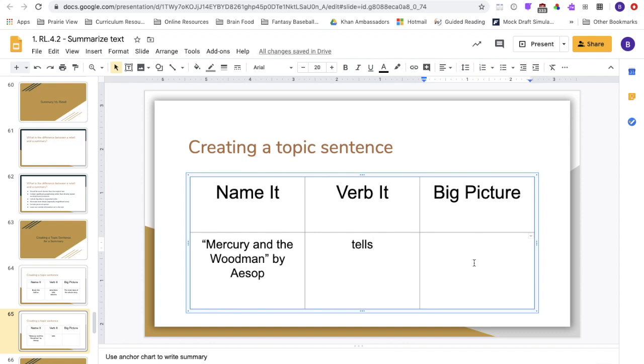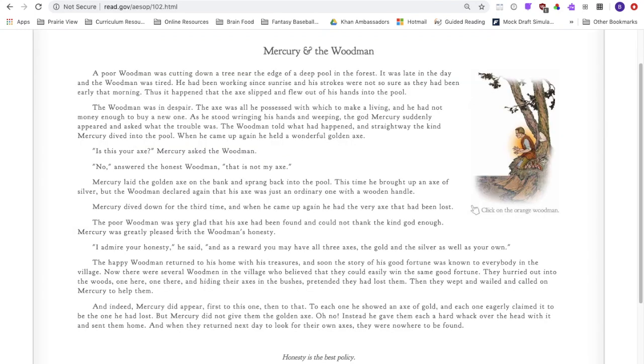And we will say, let's see, Mercury and the Woodman by Aesop tells about a man who loses his axe and what he does to get it back. All right, so we have our topic sentence all set up: Mercury and the Woodman by Aesop tells about a man who loses his axe and what he does to get it back.